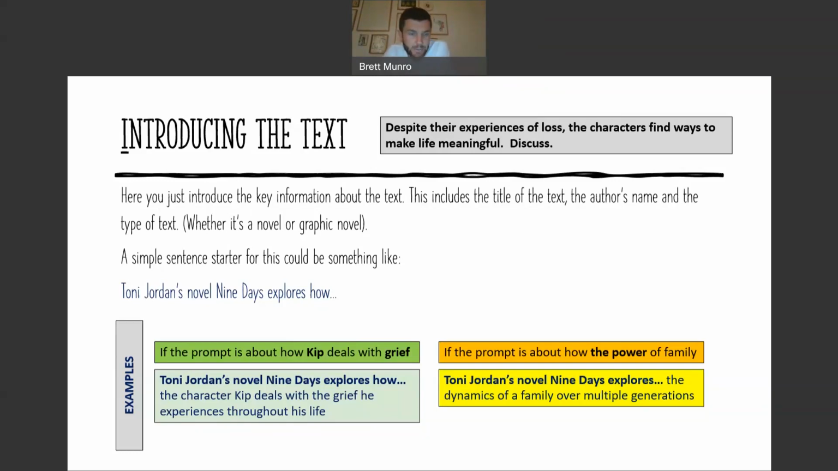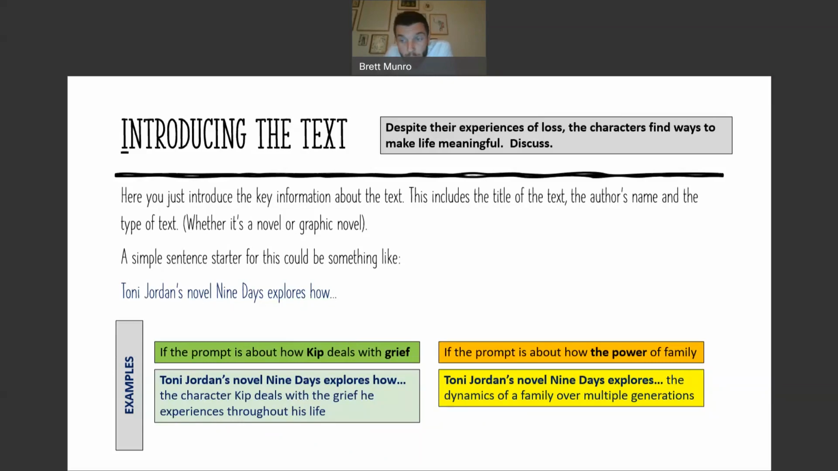So let's look at some examples. Here we have 2 prompts. One is a prompt about Kip and how he deals with grief. The second one is about power, the power of family. So our examples. For the prompt which is about Kip and how he deals with grief, your introducing the text sentence could sound like, Tony Jordan's novel 9 Days explores how the character Kip deals with the grief he experiences throughout his life. For the prompt about family, so the power of family, it would be Tony Jordan's novel 9 Days explores the dynamics of a family over multiple generations.